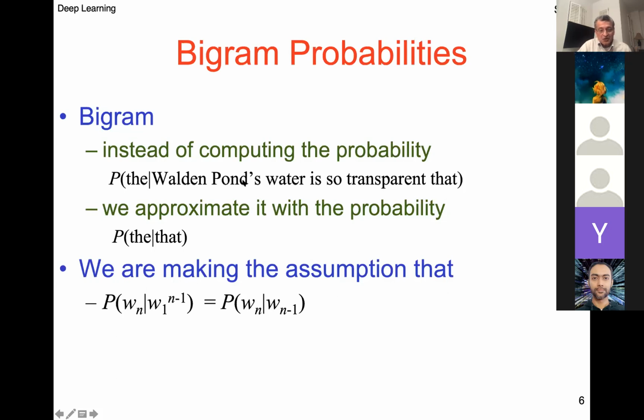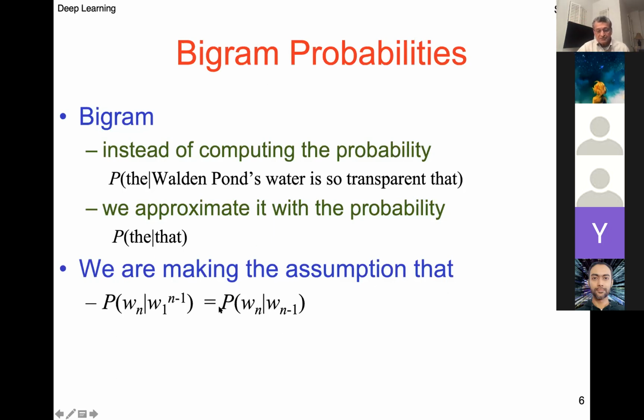Well, we say forget about all this Walden Pond and water and all that. We approximate it with the probability of "the" given that the last word was "that". So we now say it's a bigram. Forget about all the past, just remember what was the previous word. What's the probability of getting "the"? That is not such a bad thing to compute, because we can look through our corpus and say how often does "the" follow "that". Just determine that and use it to say, well, that seems to be quite often, or there might be other words that follow "that". So what is the probability? Maybe "the" is the most likely, and then we say that's the most probable word.